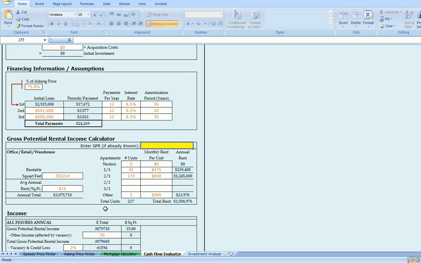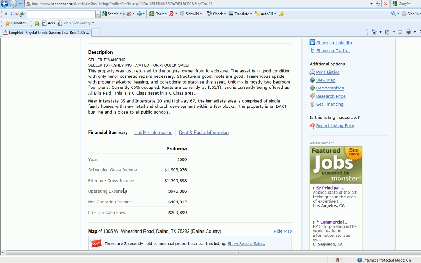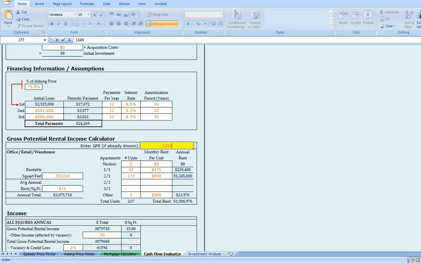So we're going to put in this information, the gross potential rental income calculator. What you want to do is go back into the listing, and go into your effective gross income, which is 1,349,898. Okay, so we have that information.